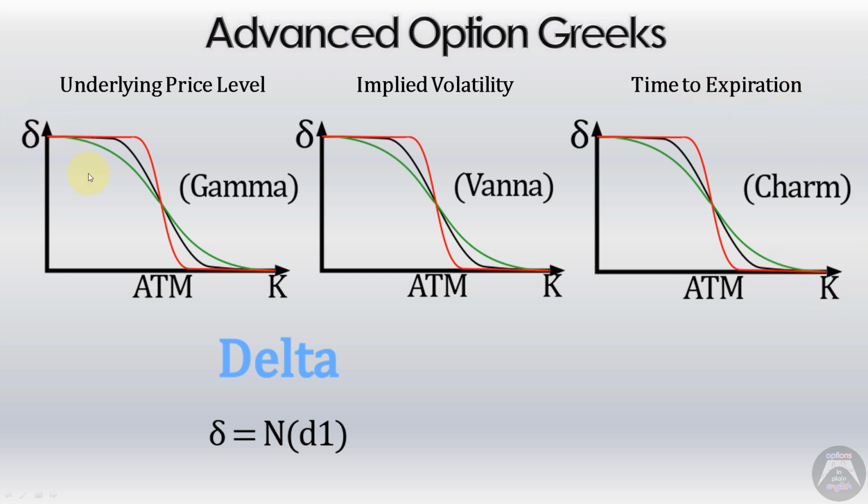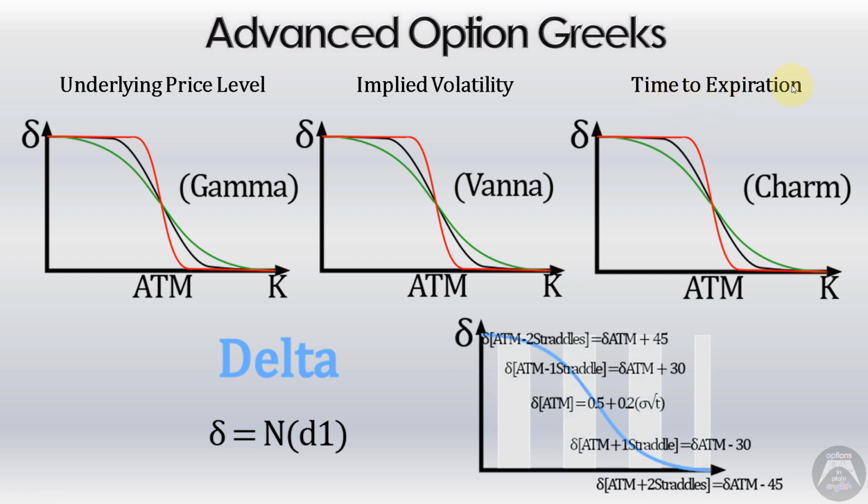So as you can see, delta changes as the price changes, as implied volatility changes, and as time to expiration changes. And these are the Greeks that measure that. Gamma, we already know that, how the delta changes as the price changes. Vanna for implied volatility, and charm for time to expiration. Again, this is just a name. We don't need to calculate it, but we know now. Now you have a visual understanding of how delta changes as time to expiration changes.